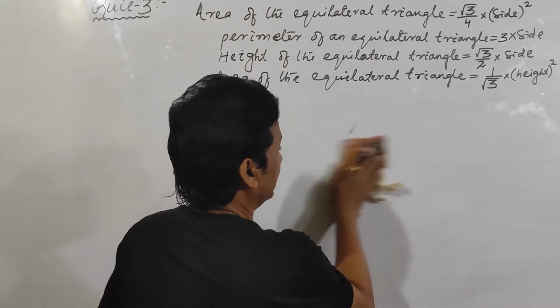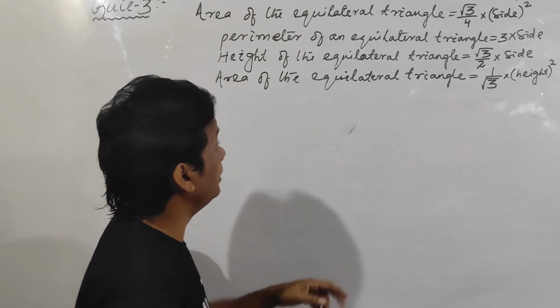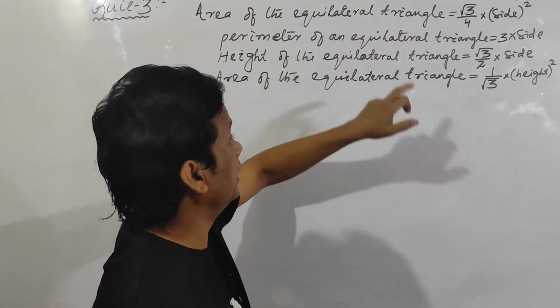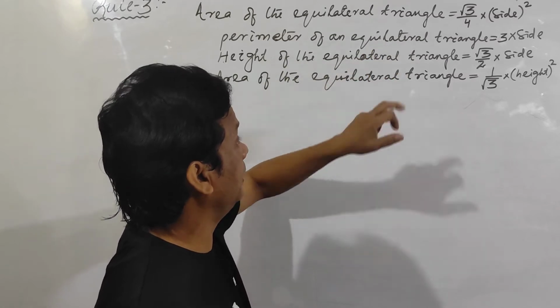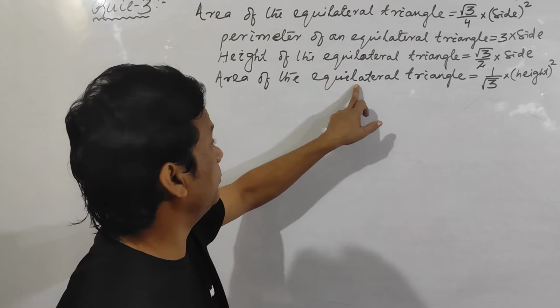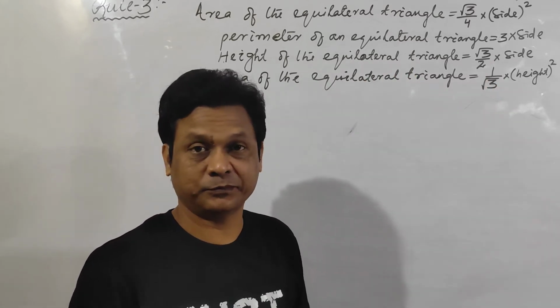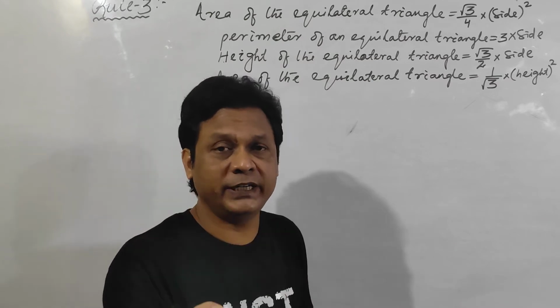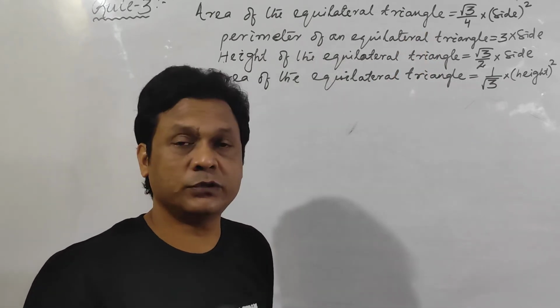So see here, if the side of the equilateral triangle is given, how do we find the area, the perimeter, and the height of the equilateral triangle? And how do we find the area of the equilateral triangle if the height is given? So I am simply deriving the formula. It will take one to two minutes only. Then after that I will give you some examples.